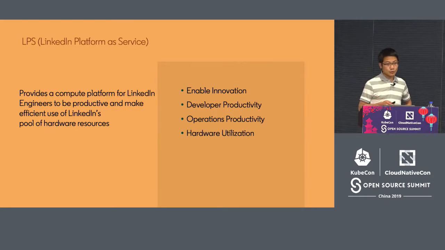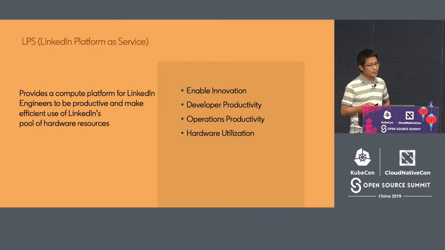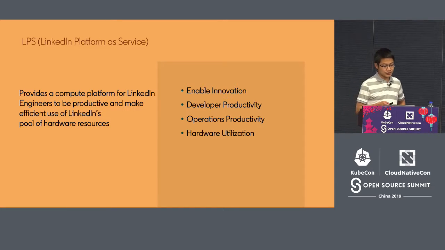Both of us work in a team called LPS, LinkedIn Platform as a Service. Our mission is to provide a compute platform for LinkedIn engineers to make them more productive and make efficient use of our hardware resources. So we have four pillars: enable innovation by providing the right building blocks and abstractions, increase developer and operations productivity, and increase hardware utilization.